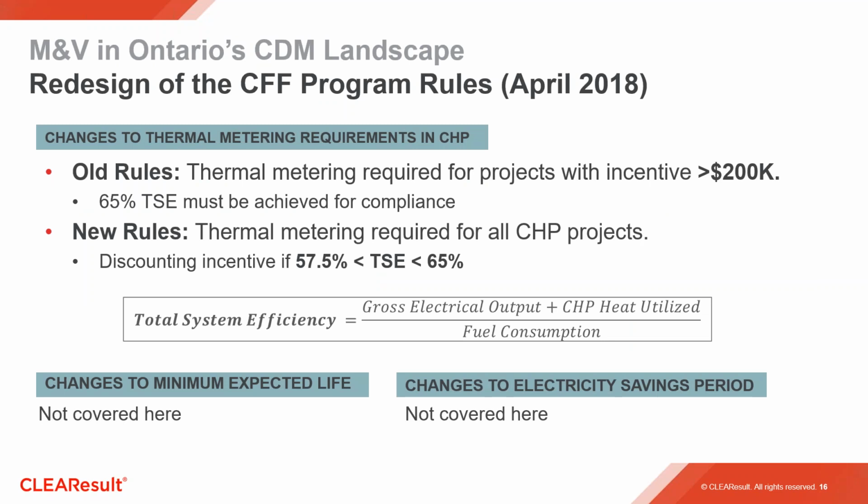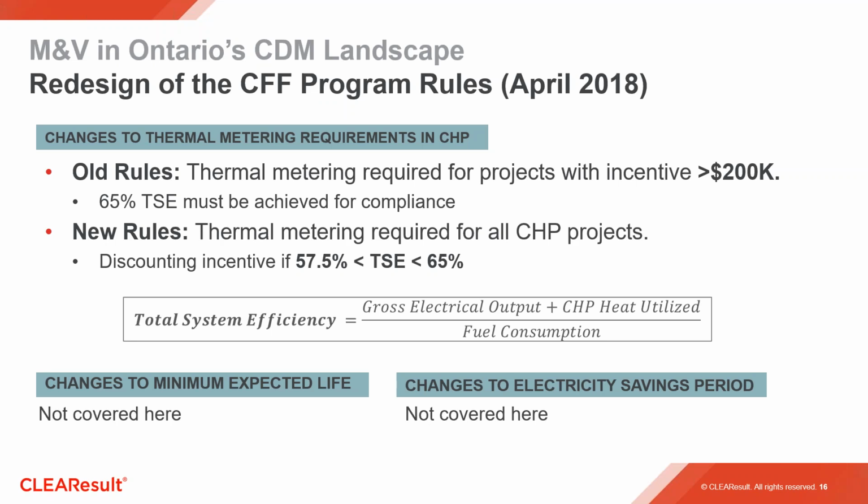Another important change with regards to measurement and verification was changes to thermal metering requirements for combined heat and power systems. Under the old rules, thermal metering was only required for projects with incentives greater than $200,000. However, under the new rules, thermal metering is required for all CHP projects regardless of size and incentive amount. Under the old rules, 65% total system efficiency had to be achieved for compliance.